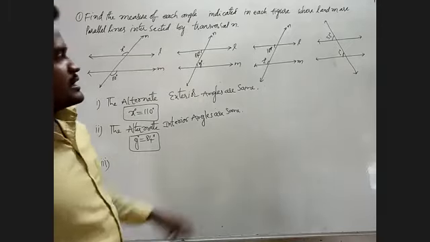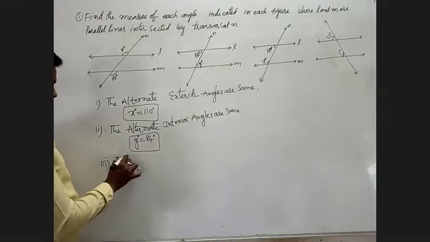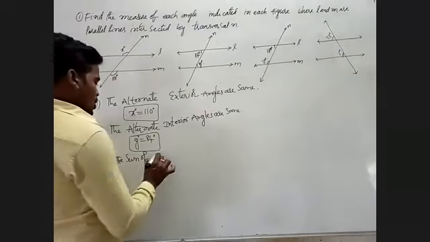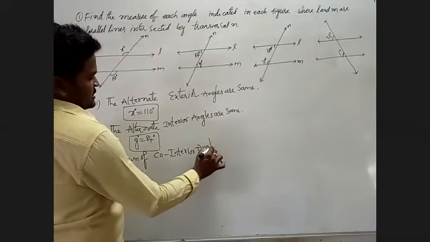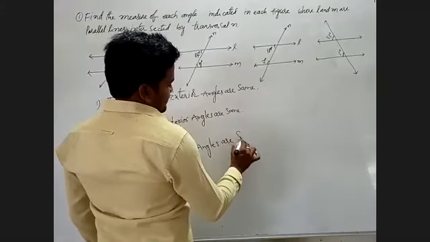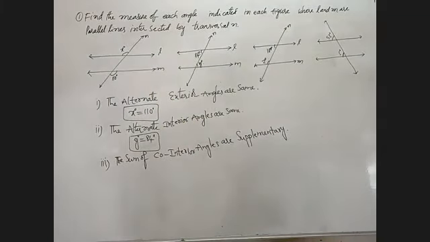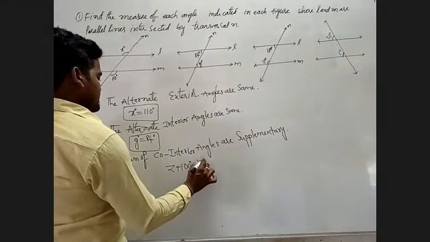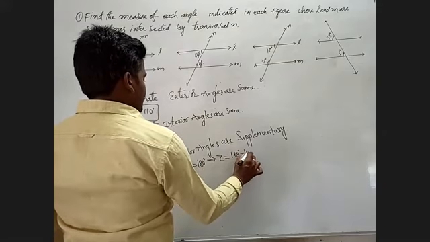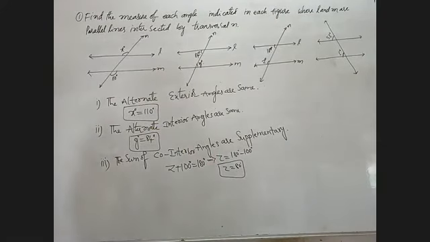Then the third one is: the sum of both co-interior angles is 180 degrees. The sum of co-interior angles is supplementary. You will understand. What do I write? z plus 100 degrees is equal to 180 degrees. After that, z is equal to 180 degrees minus 100 degrees. That is, the value of z is equal to 80 degrees. Observe.